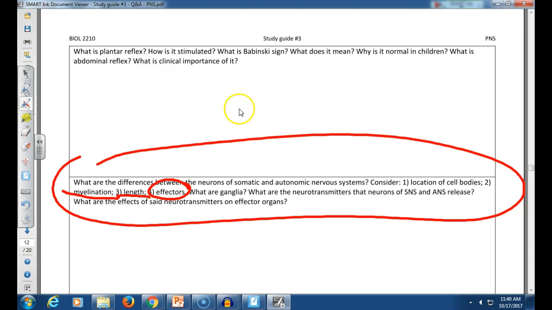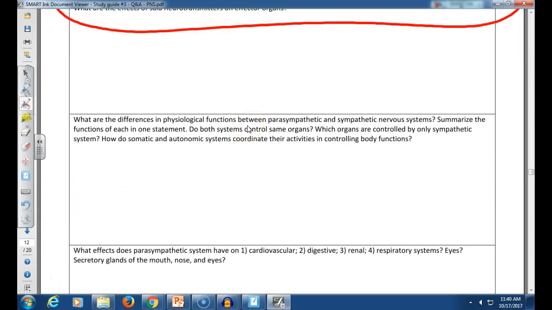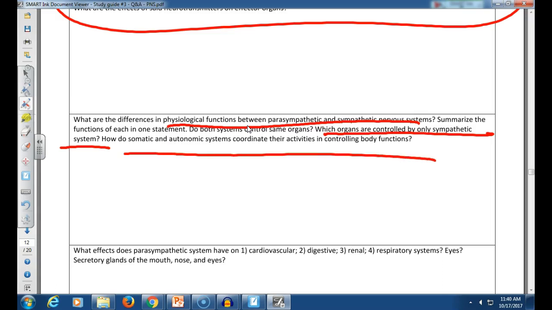Effects, different. Okay? Physiological functions, rest and digest versus mobilization. They both innervate the same organs. Remember I told you to know organs that are controlled only by the sympathetic system? Know them. I'll ask, I promise. This last one, it's a very fancy statement. When you exercise, your sympathetic system gets activated, period.